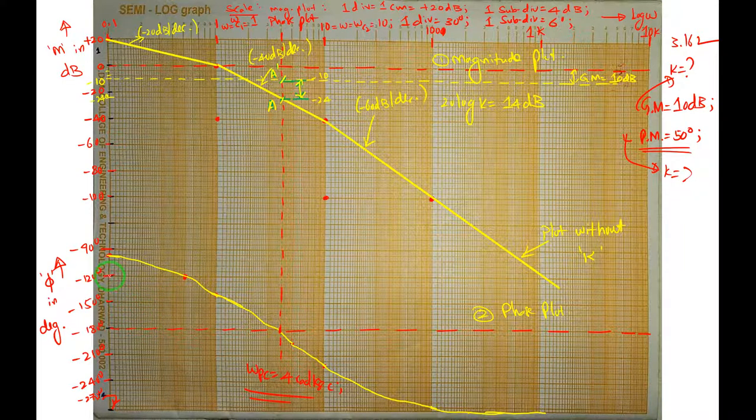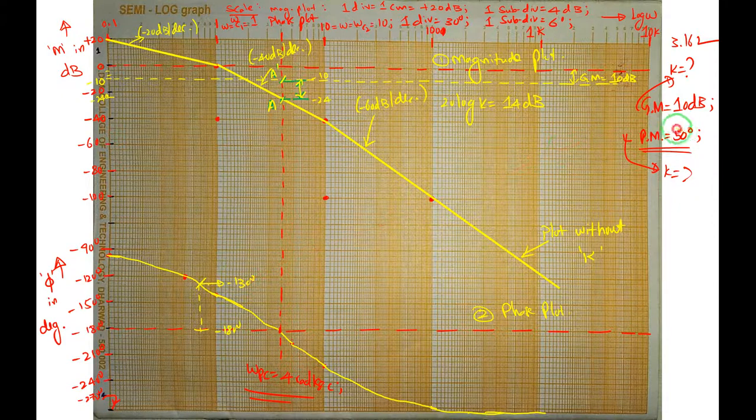This is minus 120. One division is 6 degrees: minus 126, minus 132. I want 130, so let me mark it here, roughly. Let me take yellow color. You mark it exactly and help me out. From here, let me take this line down. This is minus 180 and this is minus 130.